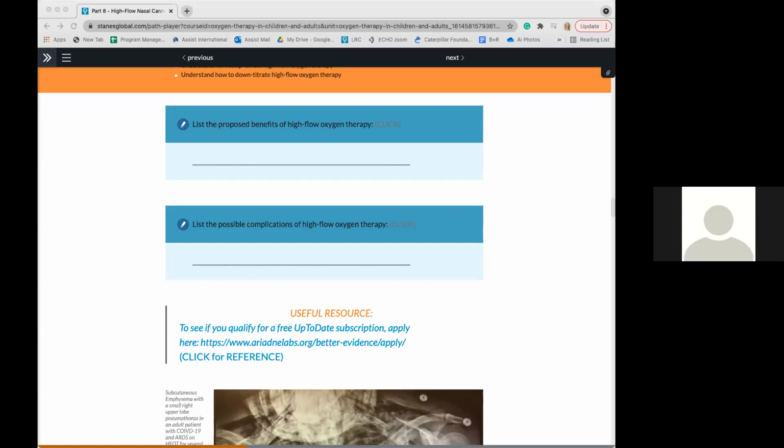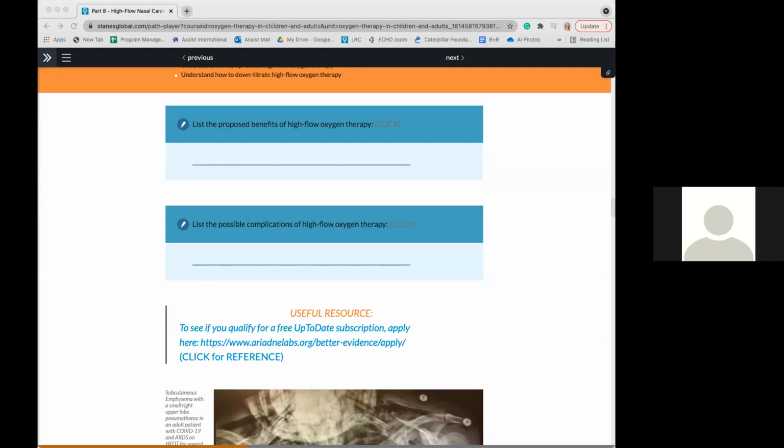It also helps to wash out the excess carbon dioxide within the respiratory tract, which we call carbon dioxide dead space. So when you flush that high flow oxygen into the airway, it also helps to eliminate the carbon dioxide that is still stuck in the bronchial tree.